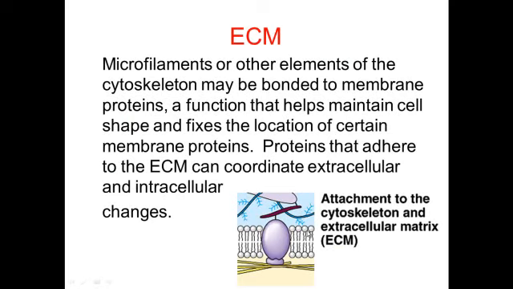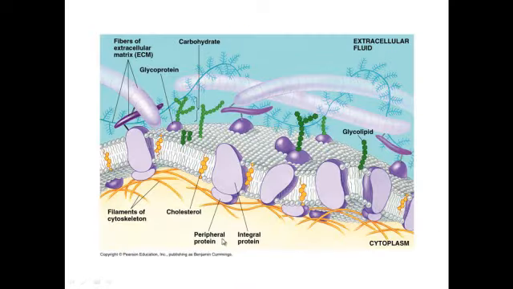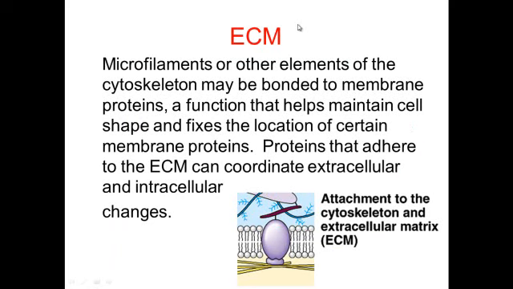The last thing, which you kind of look back at that slide and you say, ooh, what's all this stuff on the outside? That's all extracellular matrix, which is a whole bunch of microfilaments and other parts of cytoskeleton that attach one cell and can attach to other cells. They help to fix a cell in a specific location, and coordinate extracellular changes and several different things.